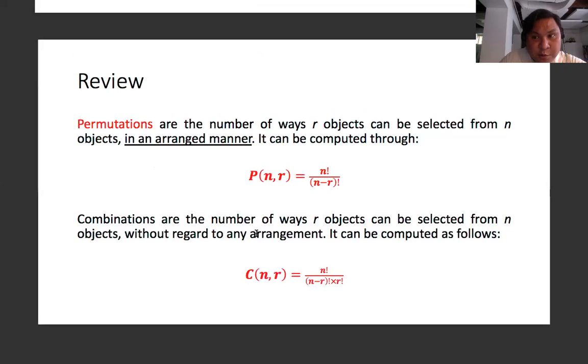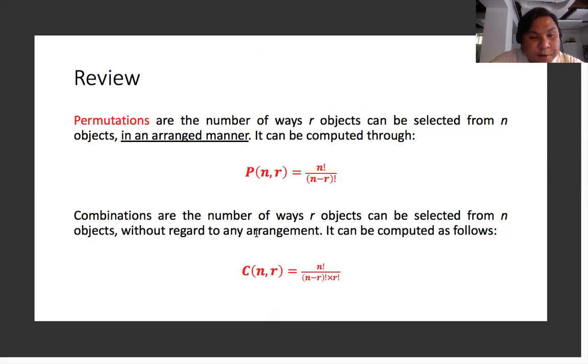Next, we're going to do a quick review on permutations and combinations. Permutations are the number of ways r objects can be selected from n objects in an arranged manner. It can be computed through this particular formula. Combinations, on the other hand, follow a very similar formula except that they have no regard to any arrangement. So if what matters is only picking the objects, then you only need to use combinations. But if there is particular importance on how the objects get picked, then we have to use permutations. Take note, this makes use of the factorial symbol.